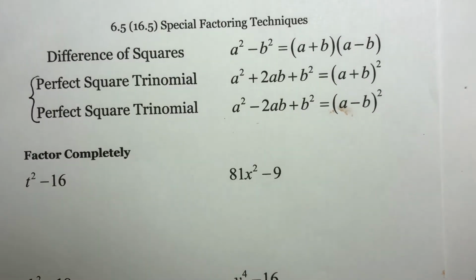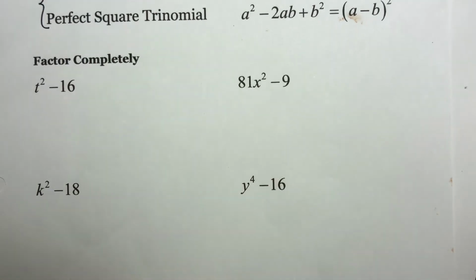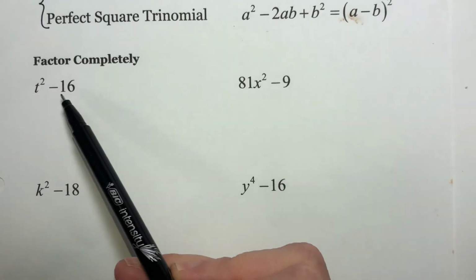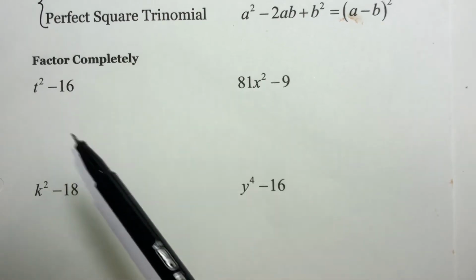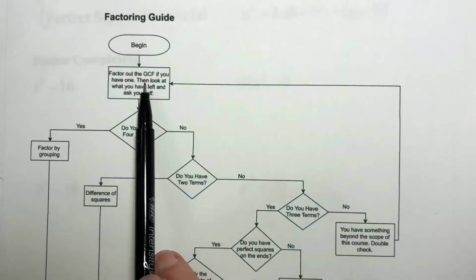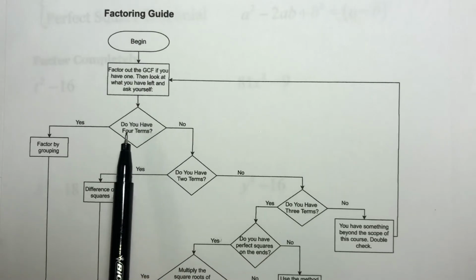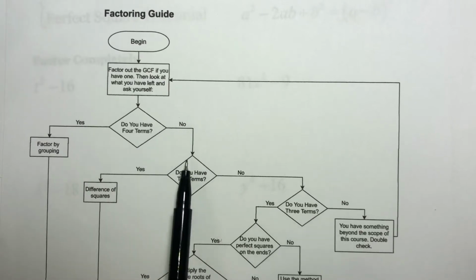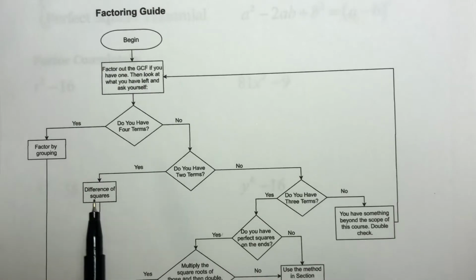Okay, so our directions are always to factor completely. If we look at our factor tree, we're going to start off on this side. First thing is to look to see if we have a GCF. I have nothing that divides evenly into t squared and also into 16. So our answer to the GCF question is no. And then we ask ourselves if we have four terms. The answer is no. Do we have two terms? Yes. So we're going to check for a difference of squares.